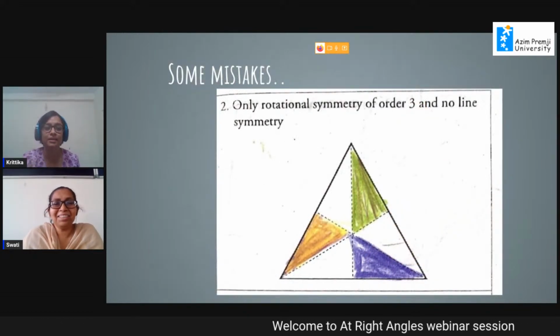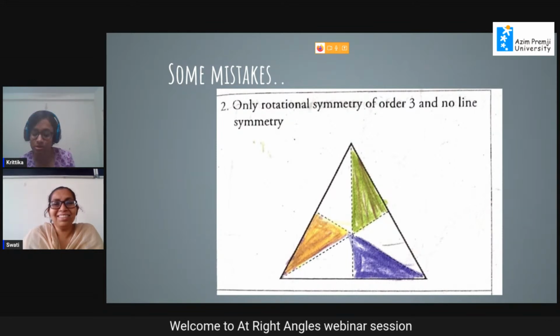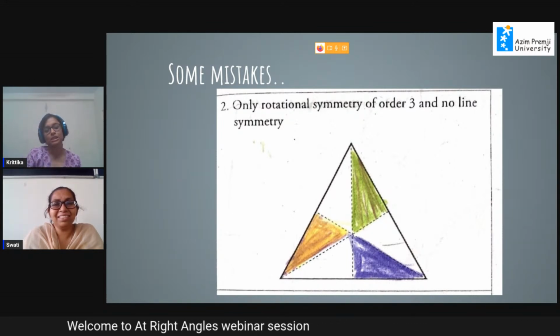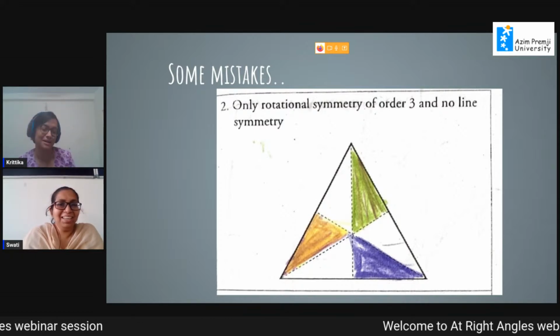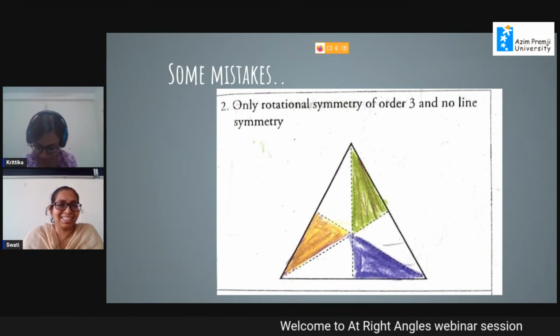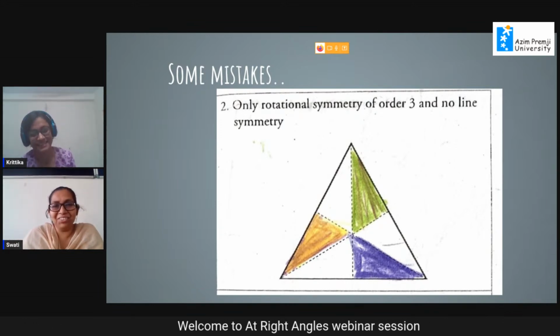So this is the second one, where rotational symmetry of order 3 and no line of symmetry was asked. It's a partial mistake. I mean, they put the whole thing in grayscale, then it's correct.